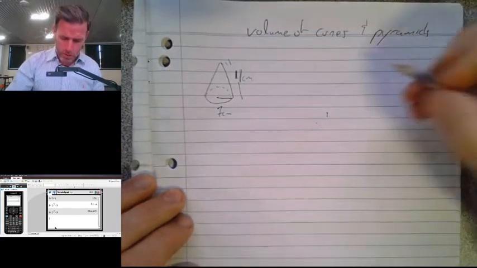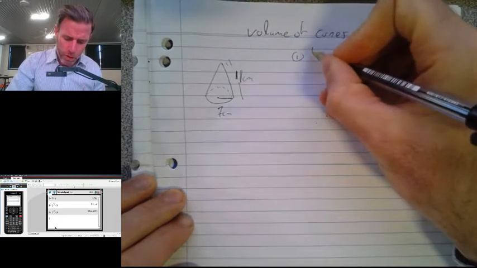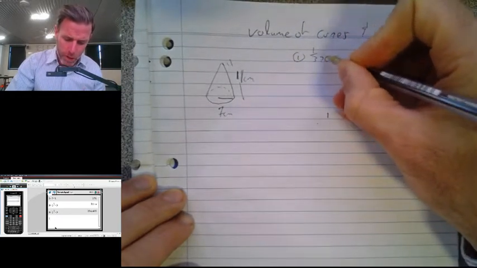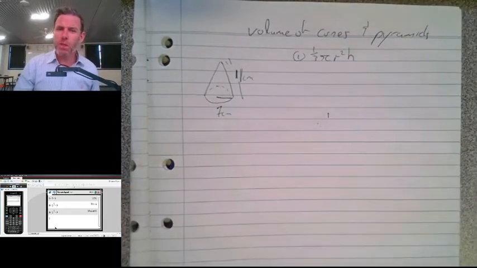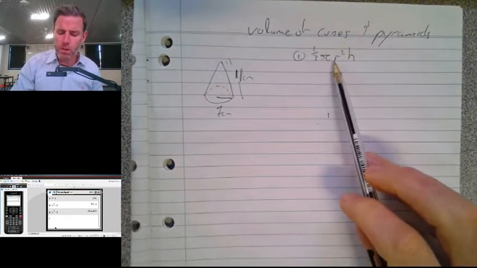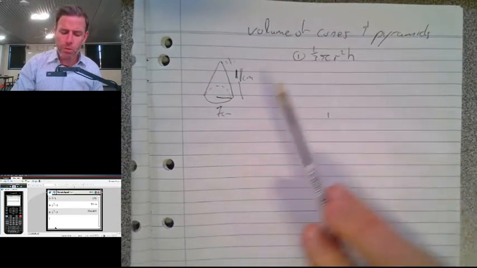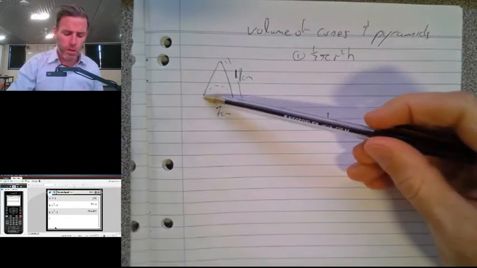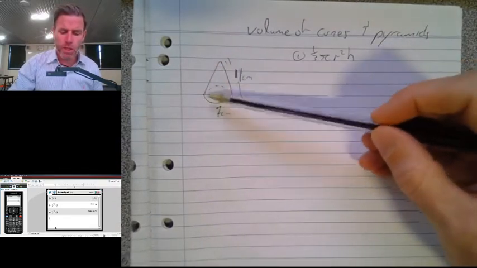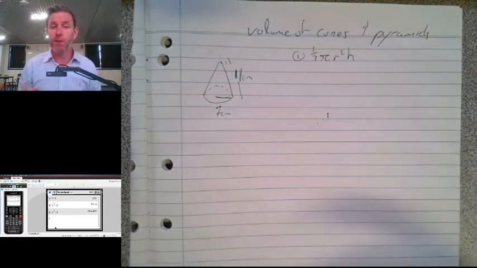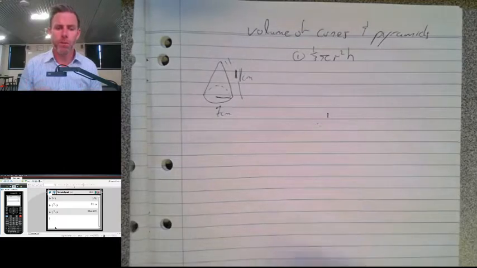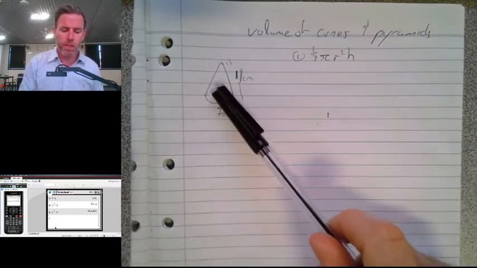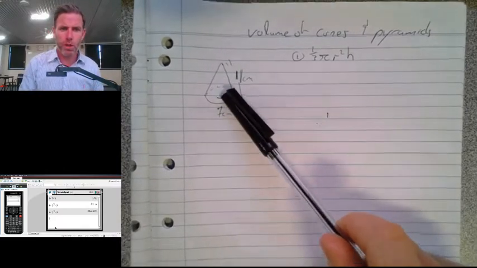So the formula is 1/3 pi r squared h. It's quite similar to the cylinder. If you notice, the cylinder is pi r squared h, and this is 1/3. So they figured out that you can fit 3 of these cones into the same volume. Maybe not the same shape, but with the volume of one cylinder you can fit the same amount into 3 cones.